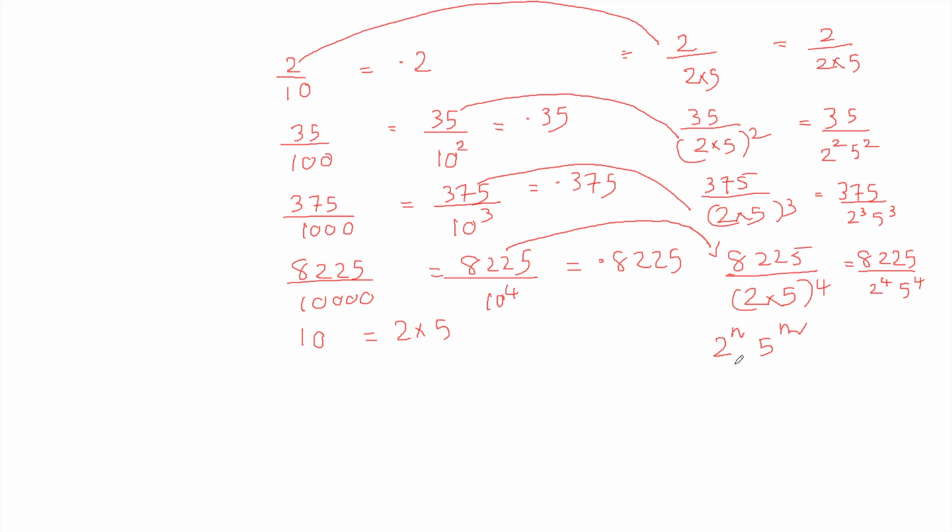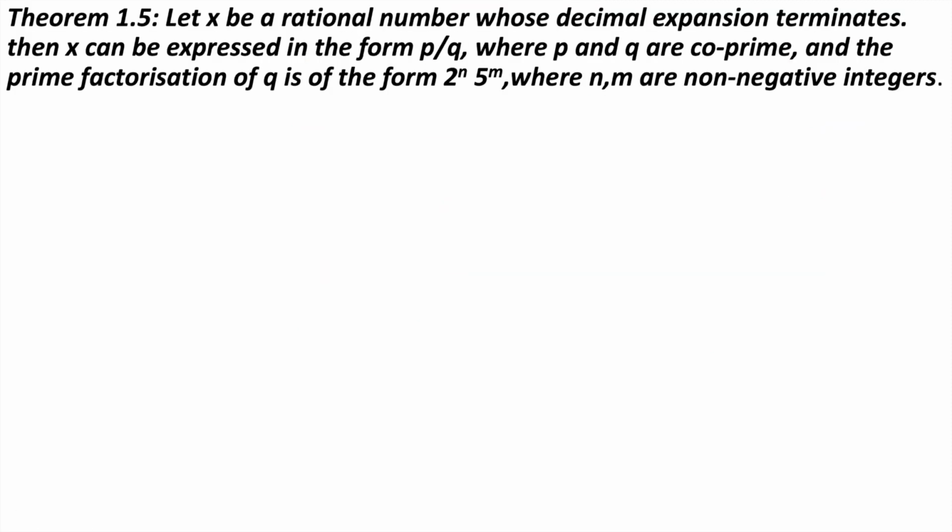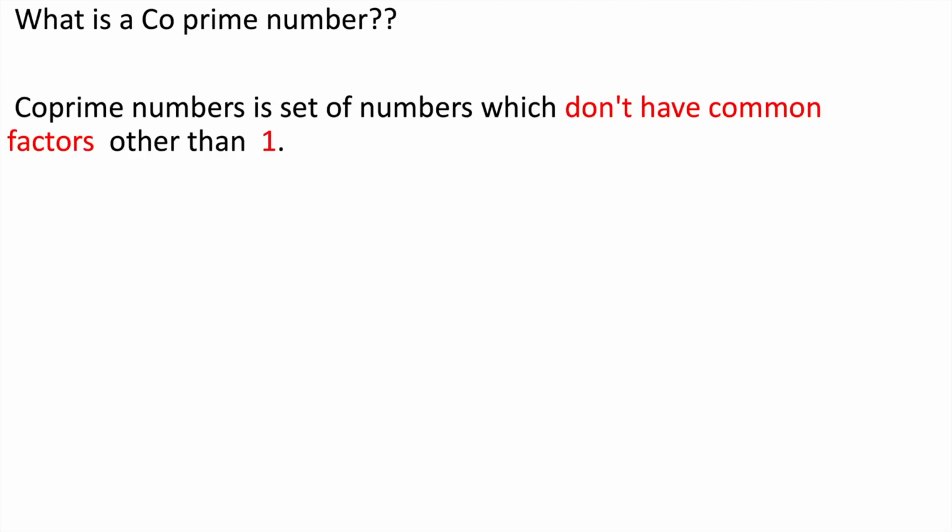These results we can write formally as theorems. Theorem 1.5. Let x be a rational number whose decimal expansion terminates, then x can be expressed in the form p by q, where p and q are coprimes, and the prime factorization of q is of the form 2 raised to n, 5 raised to m, where n, m are non-negative integers. If you have any doubt about coprimes, let us discuss that first. Coprime numbers are a set of numbers which don't have common factors other than 1.